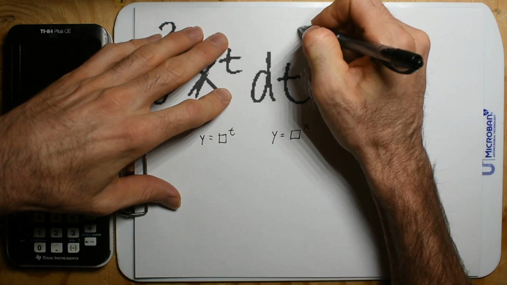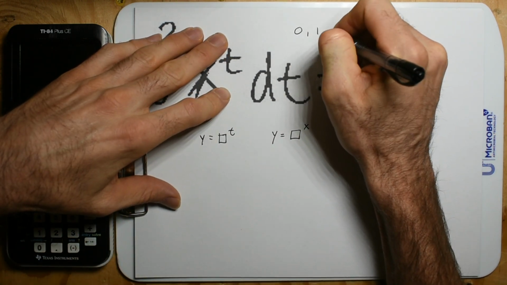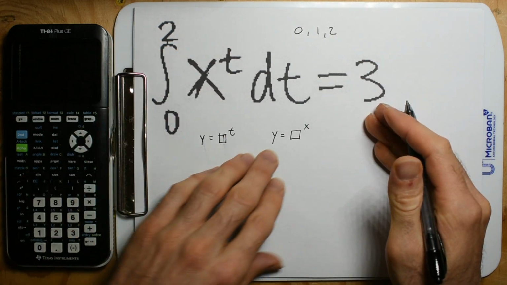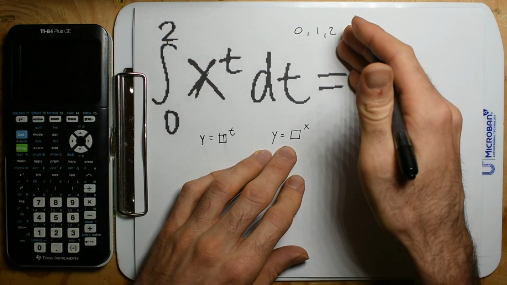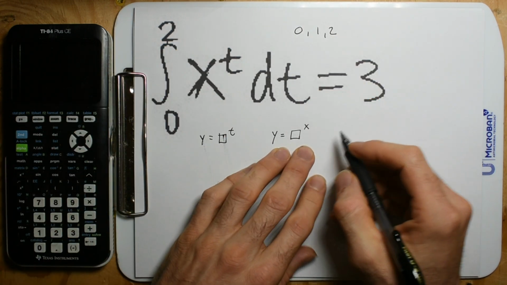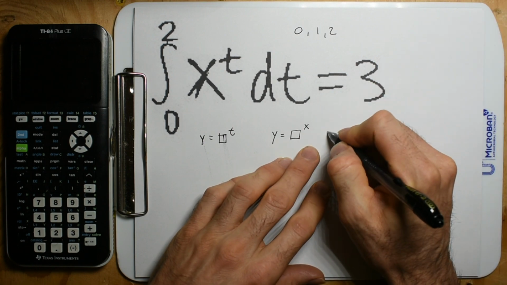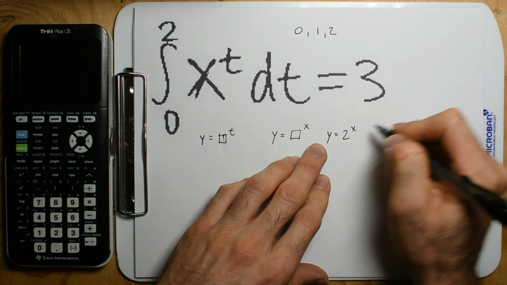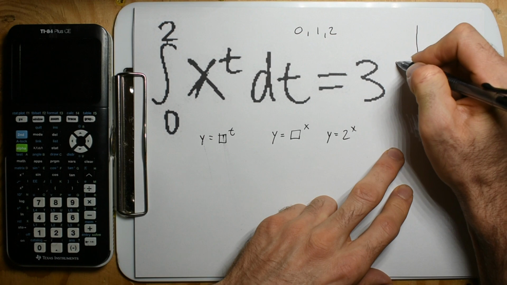And then the strategy that I employ is this: 0, 1, 2. Sometimes it works out pretty well. You know what I mean? Just throw in a value and see what you get. So we're going to choose y is equal to 2 to the x. And then we're going to start graphing this.